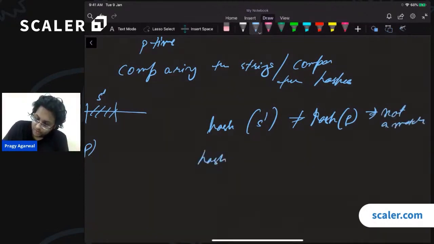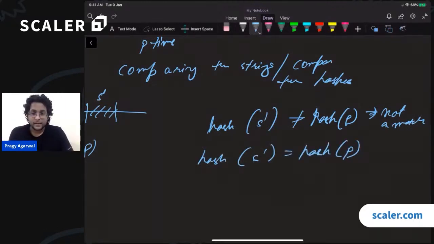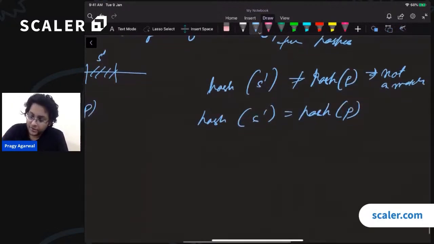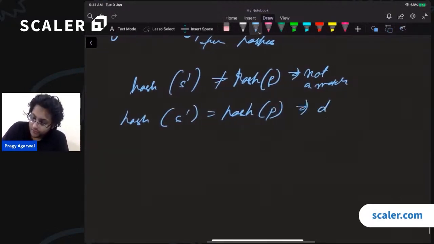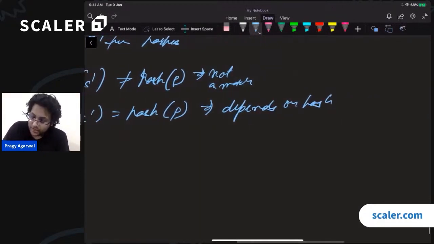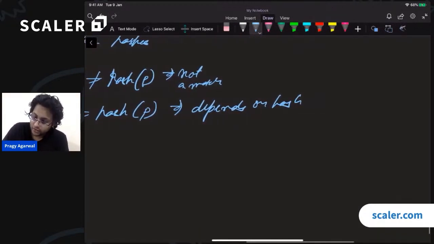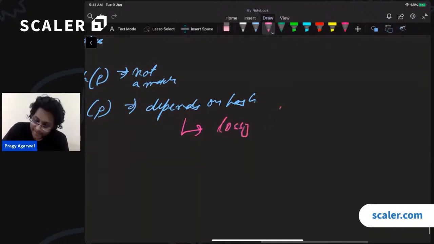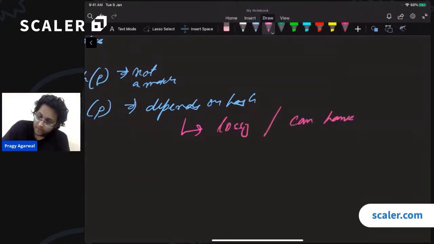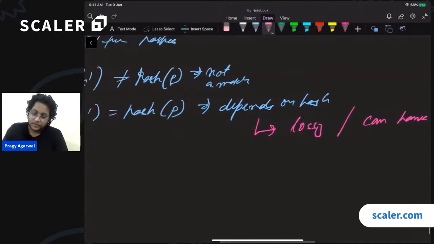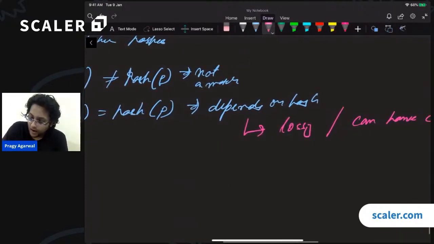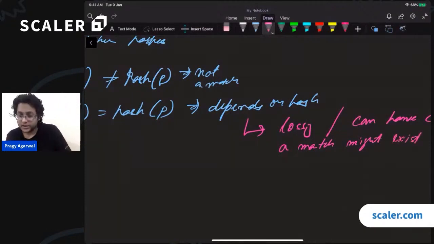But if the hashes are equal, then what can we say? Can we say that yes, there is a match? Well, not really. That depends on the hash function. So basically, if the hash function is lossy, or basically if the hash can have collisions, then a matched hash means a match may be possible. A match might exist. It is not necessary for the match to exist because it could just be a simple hash collision.